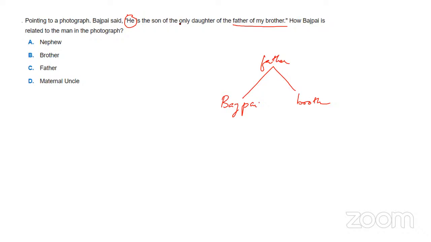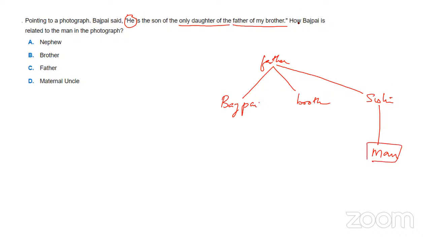And he is the son of the only daughter of the father. That means Bajpayee has a sister, and she's the only sister. Correct? And he is the son. That means the man is the son of the only daughter. So this is the family tree or relationship they have explained in this sentence. I'm just confirming it. Father of my brother means Bajpayee's brother's father is nothing but Bajpayee's father. Only daughter means Bajpayee has a sister and he is the son of that sister. So this man will be here.